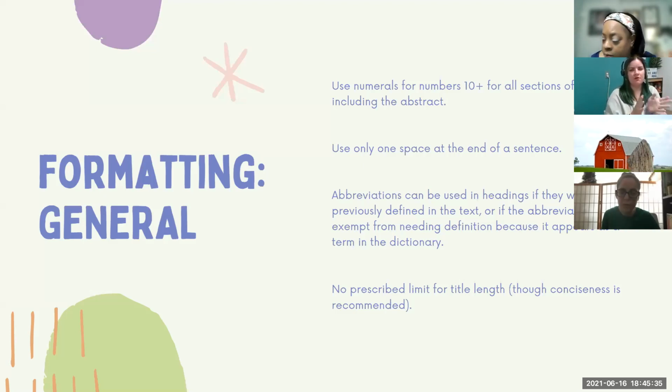Before, we would always use numerals for numbers that were higher than 10, except for in the abstract when they would get spelled out. And again, I think a lot of what APA 7 is trying to do is really streamline things and make things more unified across parts of the work. So now you'll do the same thing in the abstract. If you have a number higher than 10, you'll use numerals.